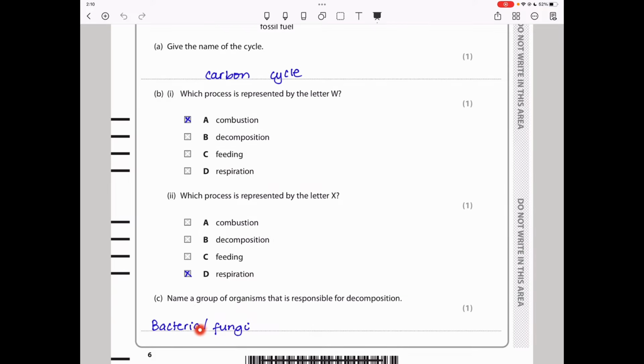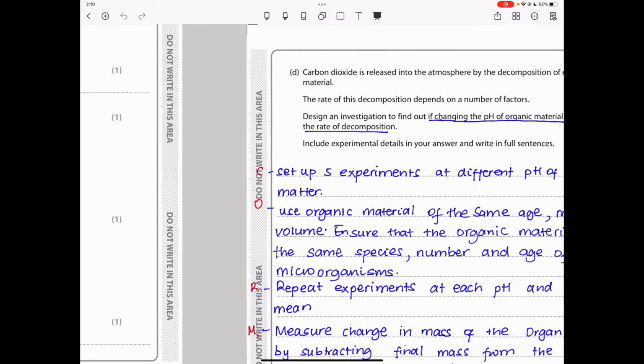Decomposition can be carried out by bacteria, or it can be carried out by fungi. So bacteria or fungi are a suitable answer here. Let's continue on to the next page.